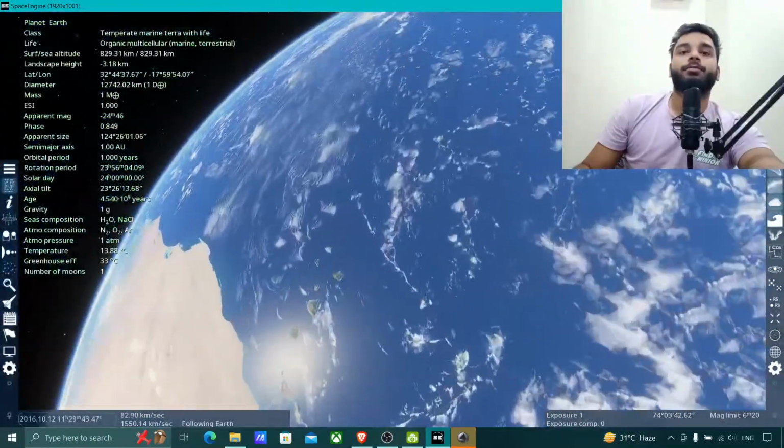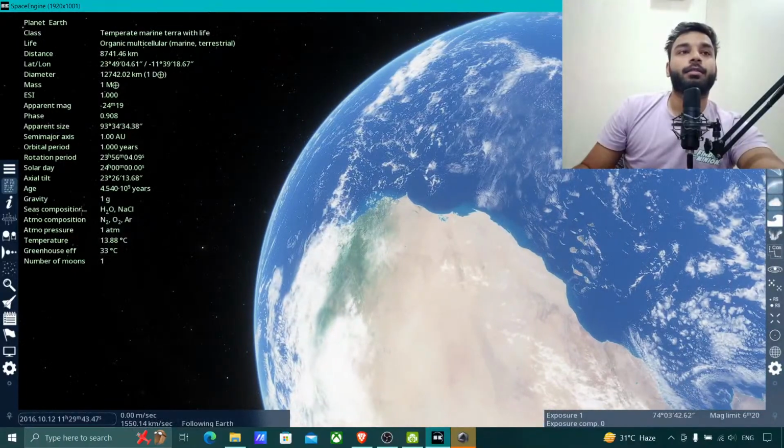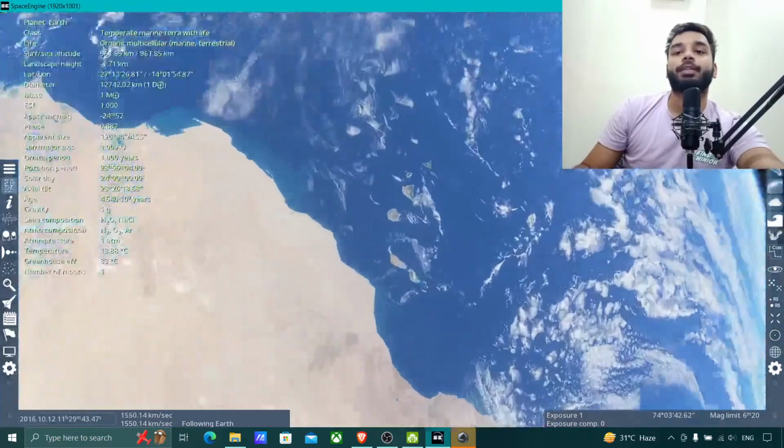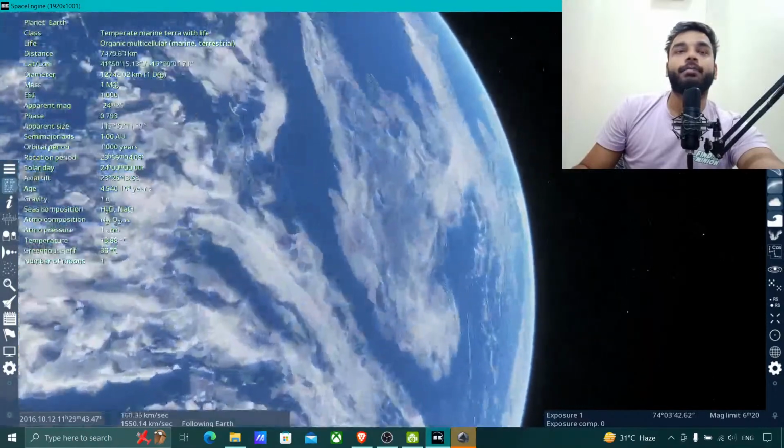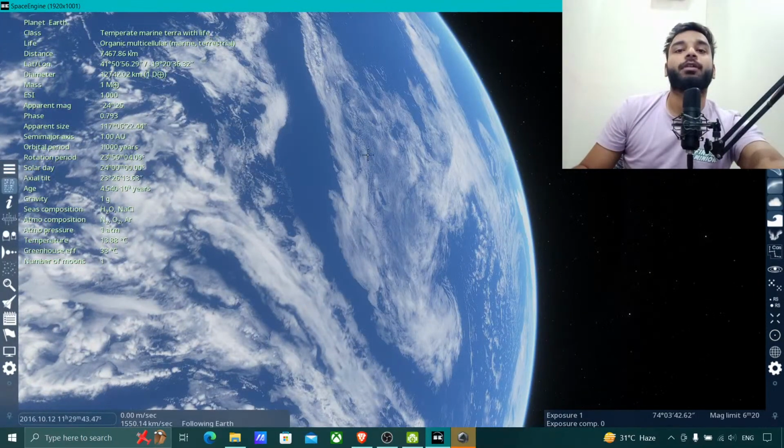You can see the overall composition. Here at the side you can see the temperature, atmospheric pressure, gravity, age, solar day, all of the essential parameters. What's the diameter of it, what's the life of the planet, and what's the class of this planet. So Earth basically belongs to the temperate marine terra with life. Like it has the capacity to host life, and it can easily give birth to different kinds of organisms that can produce life in future.